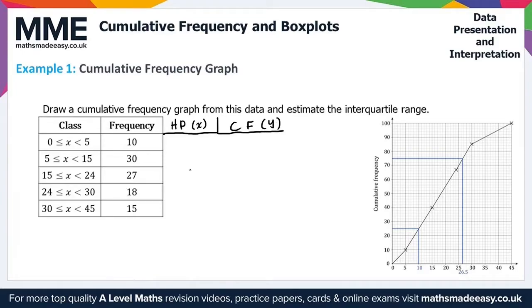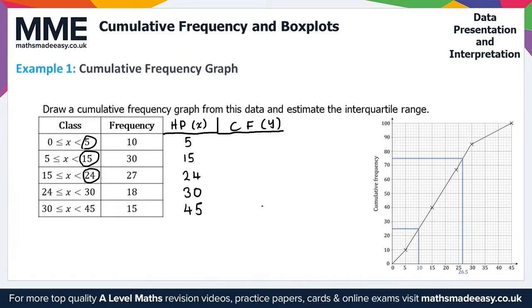So for the high point here, we just take a look at the class and we take the maximum value of that class. So here, the high point will be 5. So that's 5. For this class, that will be 15. For this one here, that will be 24. So you can see that's not too tricky to evaluate. This one will be 30, and finally 45 there.